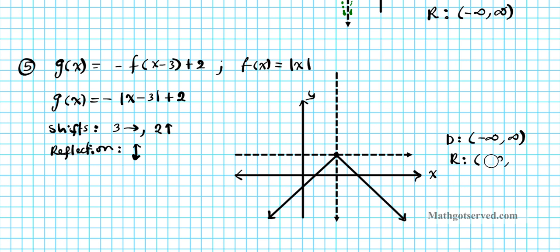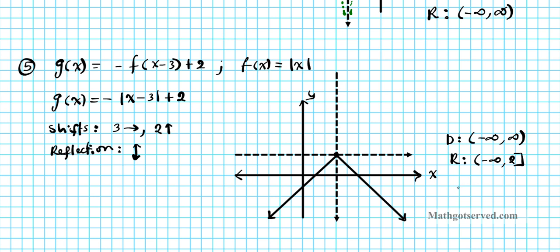So I'll write this again. It goes from negative infinity to positive 2, and 2 is included in the range. It assumes that value. That's okay. So there goes your range.